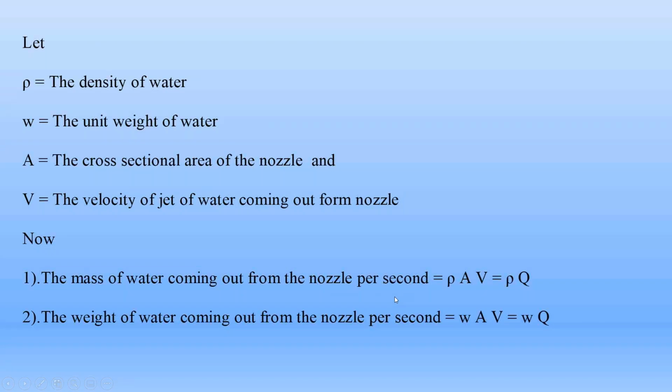Similarly, the weight of water jet coming out from the nozzle per second is equal to small w into A into V. Small w is the unit weight of water, A is the cross-sectional area of the water jet, and V is the velocity of the water jet.